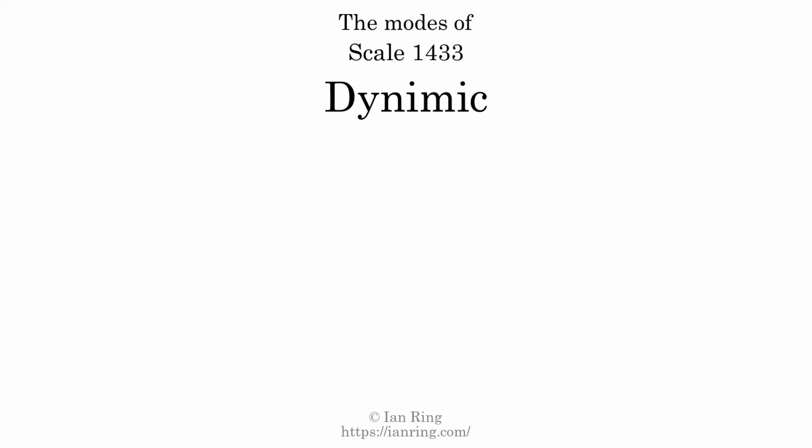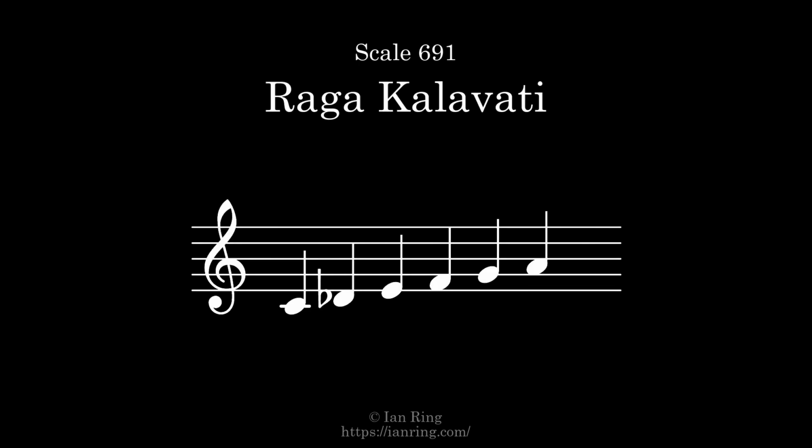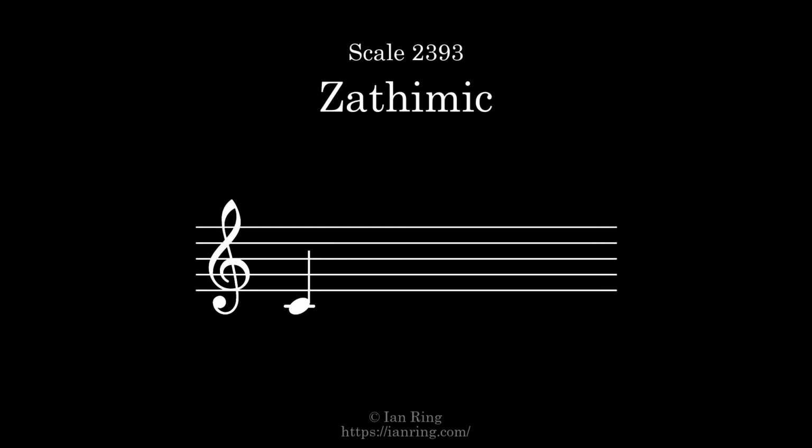This scale has 6 modes. The first mode is itself. The second mode is scale 691, also known as raga calavity. It sounds like this. The third mode is scale 2393, also known as Dynimic. It sounds like this.